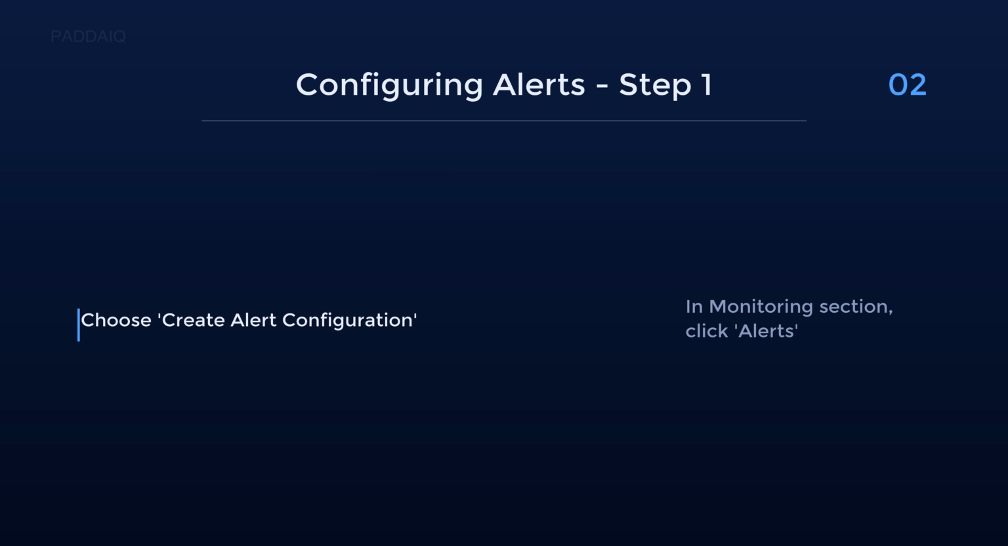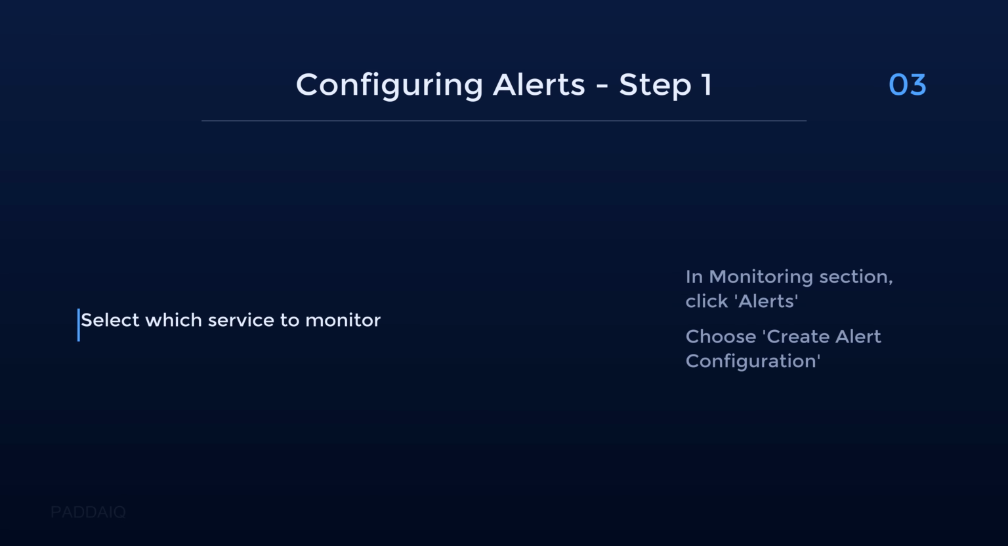Choose Create Alert Configuration. This initiates the setup for monitoring specific events in your SAP BTP applications. For instance, you can create an alert to notify your team whenever a critical application's memory usage exceeds 80%. This first step activates the monitoring framework for your environment.